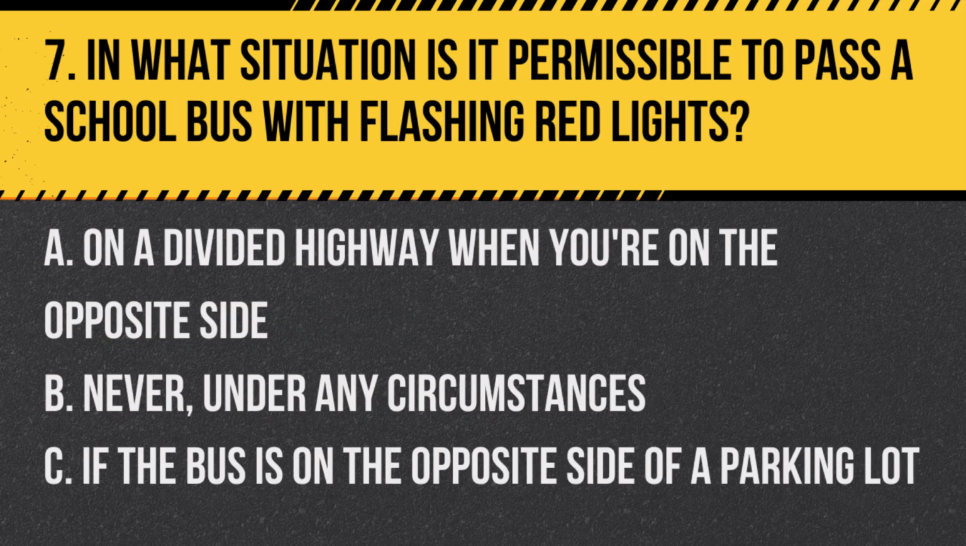Question 7. In what situation is it permissible to pass a school bus with flashing red lights? A. On a divided highway when you're on the opposite side. B. Never, under any circumstances. C. If the bus is on the opposite side of a parking lot. Answer: A. On a divided highway when you're on the opposite side. It is permissible to pass a school bus with flashing red lights only if you are on a divided highway and the bus is on the opposite side.